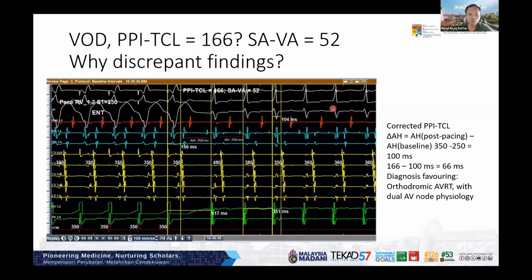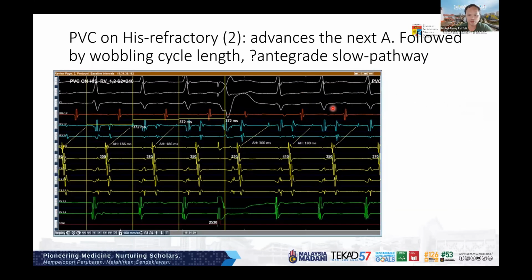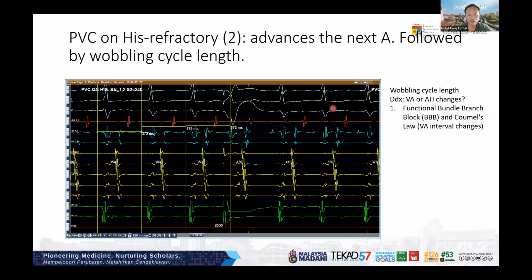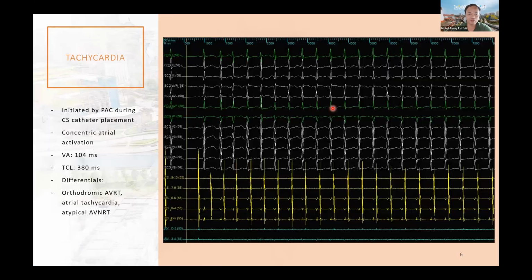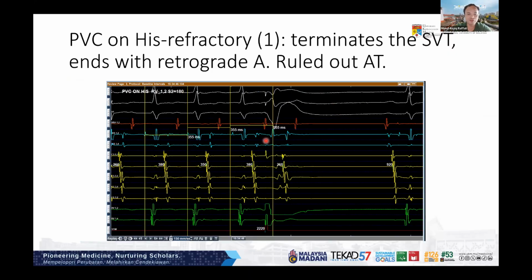Okay. So our first differential, because of the long VA tachycardia, was either atypical AVRT, or AT, or typical AVNRT. But we did some maneuvers. As you can see, the first PVC on His actually terminates the SVT. So basically we rule out AT because it ends with an A, and we're left with the two differentials, AVRT and AVNRT.